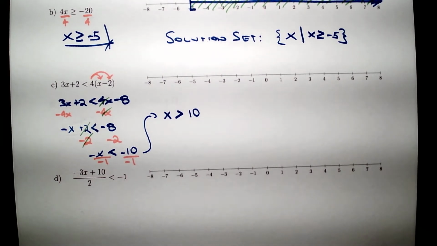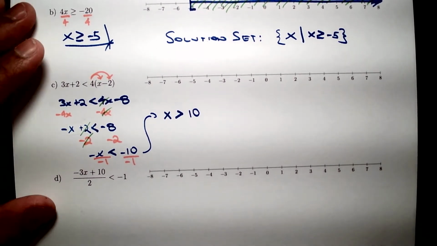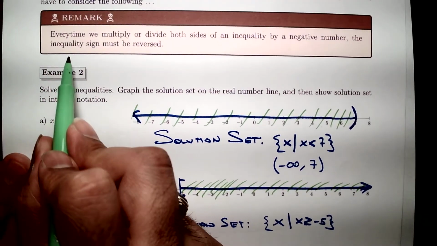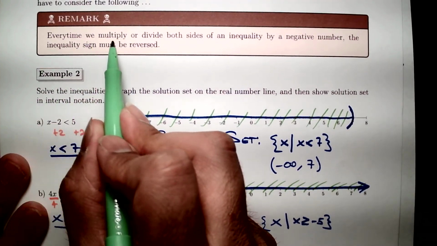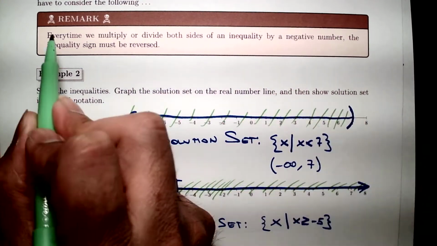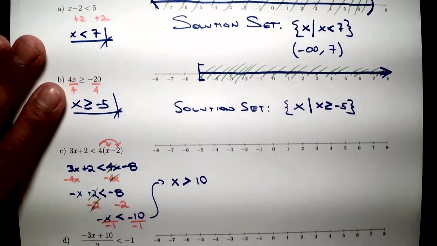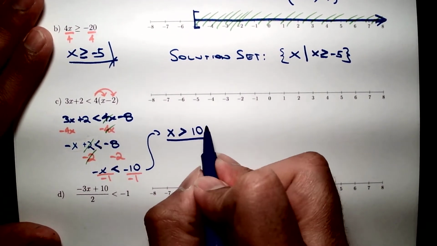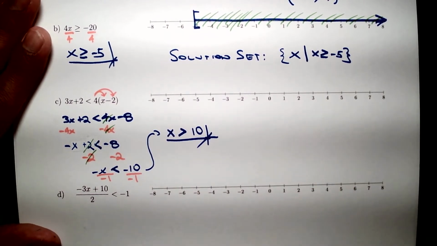Alright. So here in this example, we are applying this remark that we have at the top of the page, that every time we multiply or divide both sides of an inequality by a negative number, then the inequality sign must be reversed. Alright, so this is our final answer for the inequality solving process only.